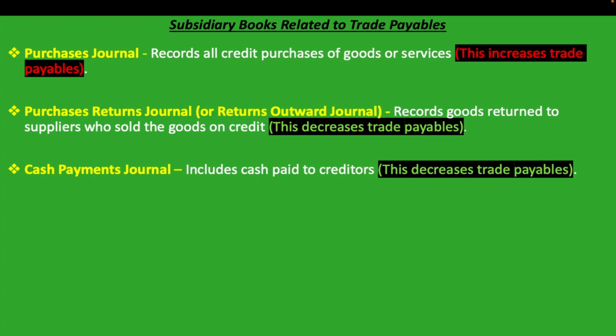And usually you'll see the total at the bottom as well. Again, we've done a lesson on the cash payments journal. If you'd like to check that one out, you'll find the link in the description below.